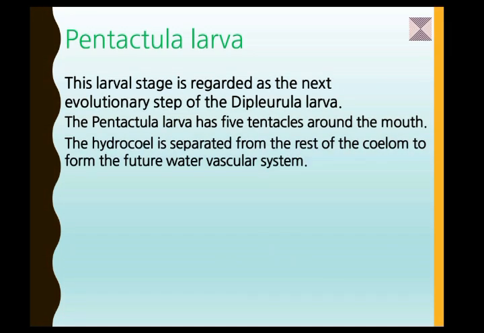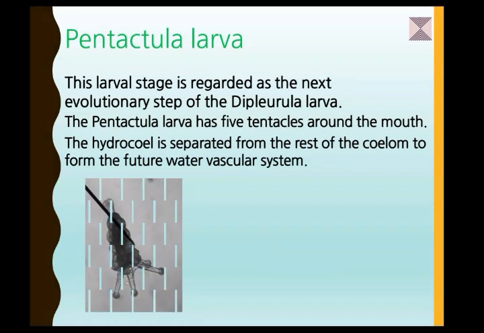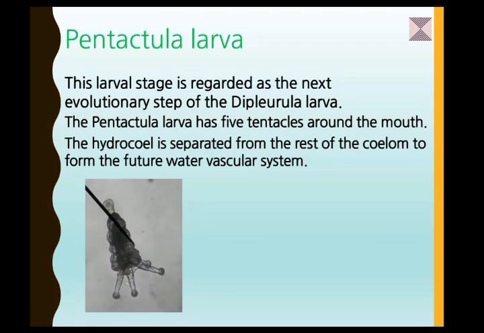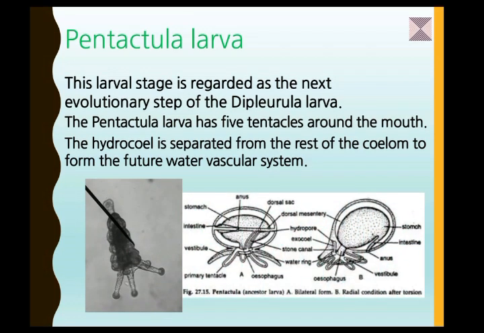Now, the hydrocoel is separated from the rest of the coelom to form the future water vascular system. In this part, the hydrocoel is modified further with time into the water vascular system. If you see this particular diagram, these are the 5 tentacles which are present around the mouth. That's why it has this particular name, Penta. So, this is the structure of this Pentactula larva.